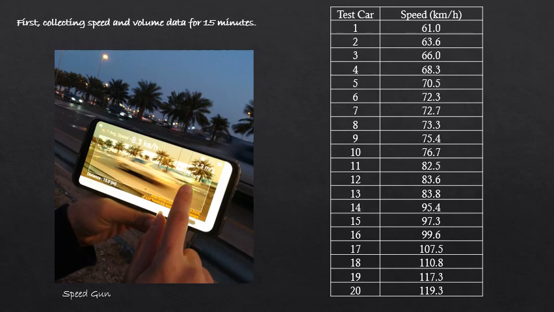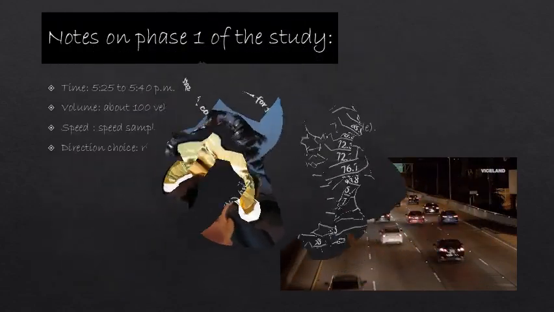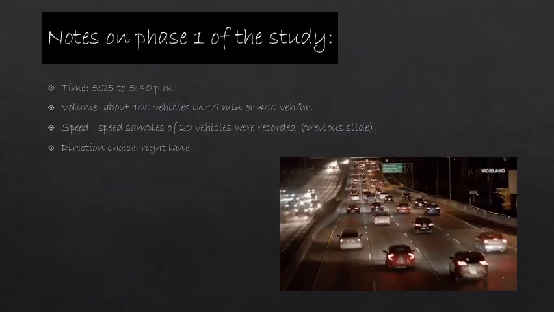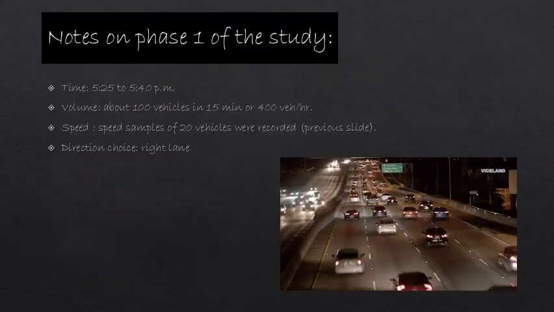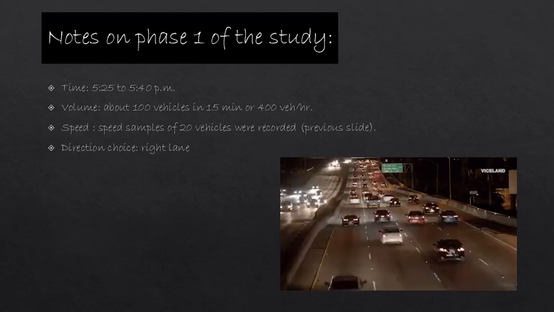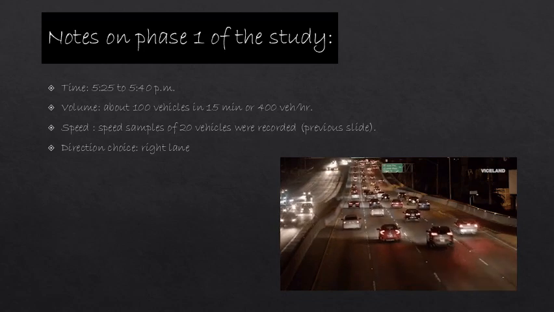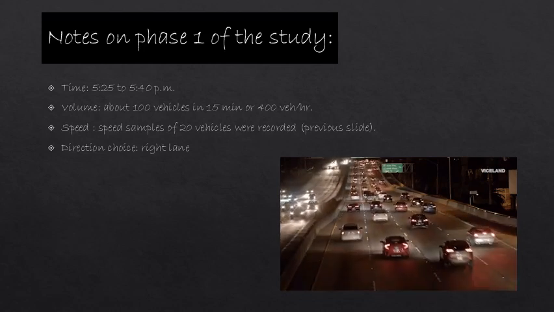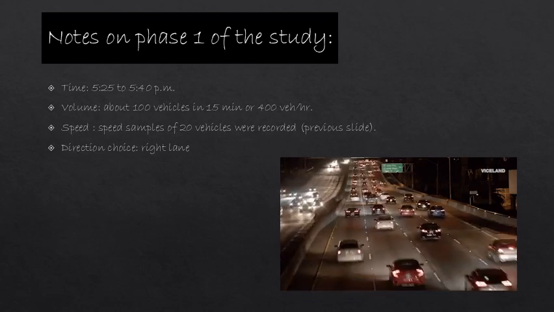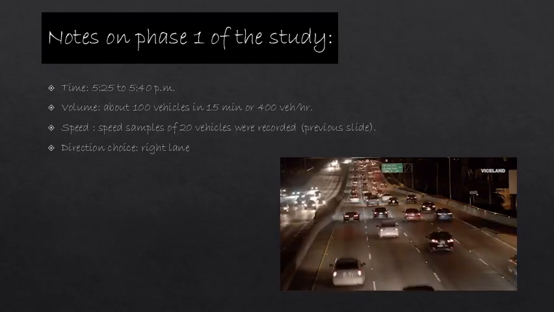Speed samples were measured using an app called SpeedGun, which requires the distance from the object being measured as well as a steady and quick hand to obtain an accurate reading. The volume was counted manually for a duration of 15 minutes from 5:25 to 5:40 p.m. 100 vehicles were counted, which were predominantly passenger cars, making the flow rate 400 vehicles per hour per lane.